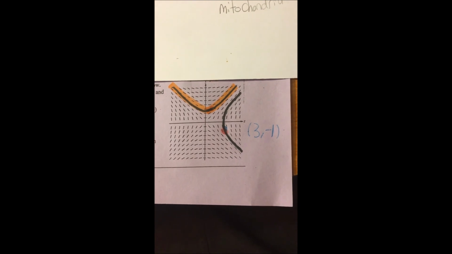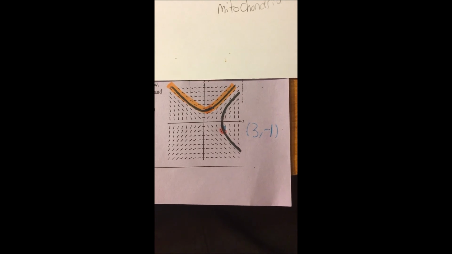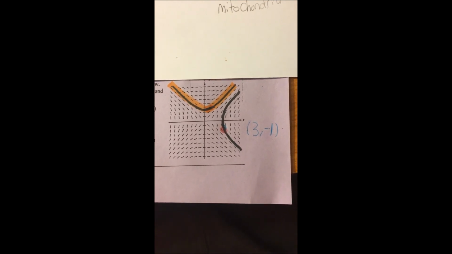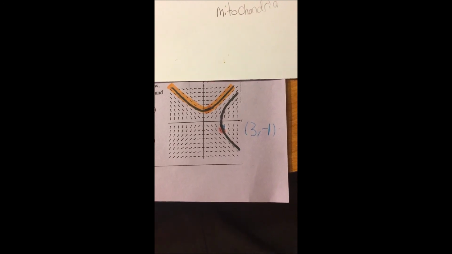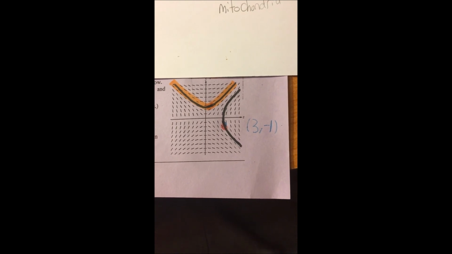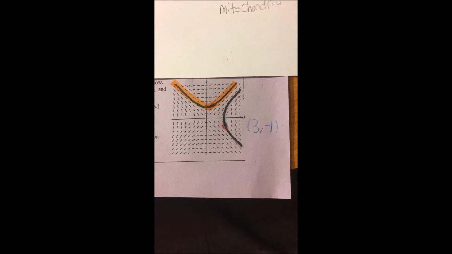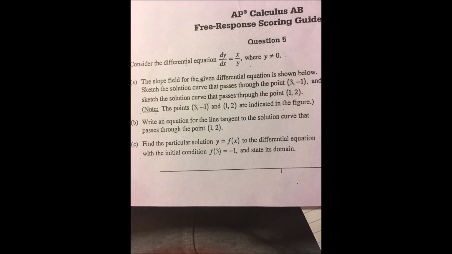Next, to find the point (1, 2), I first marked it down as red, as it's kind of hard to see in the orange highlight. Then, using the flow of the slope field, I found the shape of the curve to be more of a parabola. Now, the parabola has a horizontal asymptote, as shown by a horizontal line on the slope field. And the point (3, -1) curve actually has a vertical asymptote because it has a vertical line on the slope for the y-intercepts. Part B asks to write an equation for the line tangent to the solution curve that passes through the point (1, 2).